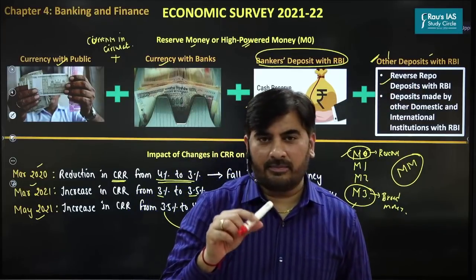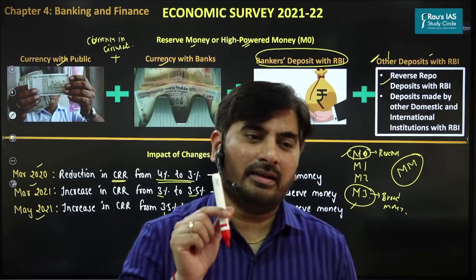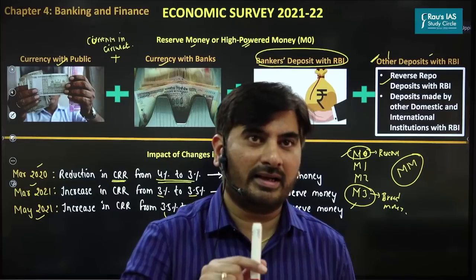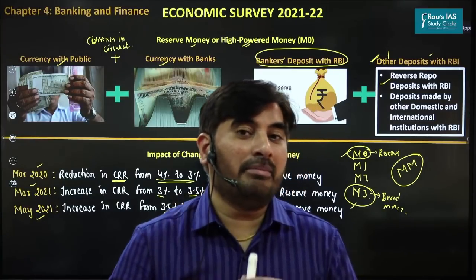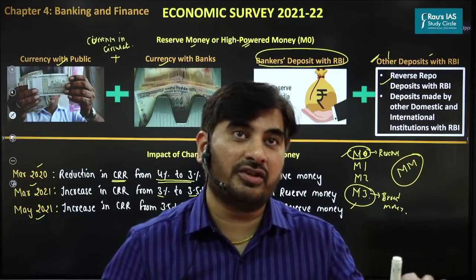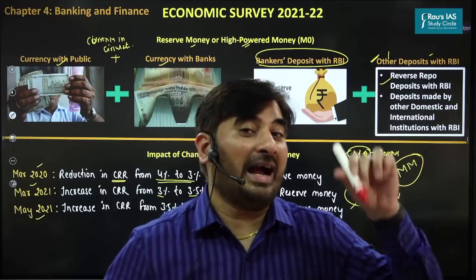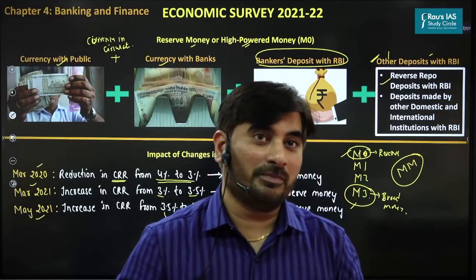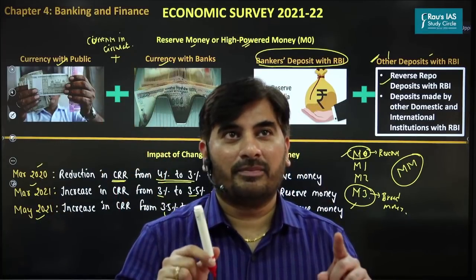Now you know this, right? Whenever banks have surplus money with them, the banks can park this surplus money with the RBI and earn interest on that under the reverse repo, right? So have a look at this. When banks keep money with the RBI in the form of CRR, cash reserve ratio, it is part of bankers' deposits with the RBI. But when banks keep surplus funds with the RBI as part of reverse repo, it is part of other deposits with the RBI. Are you getting this point?